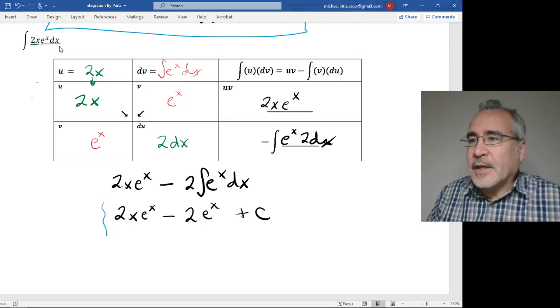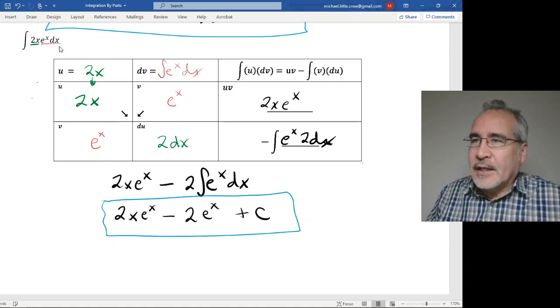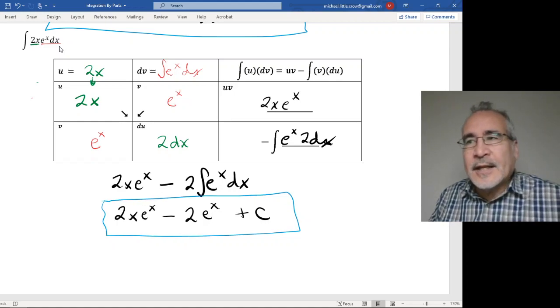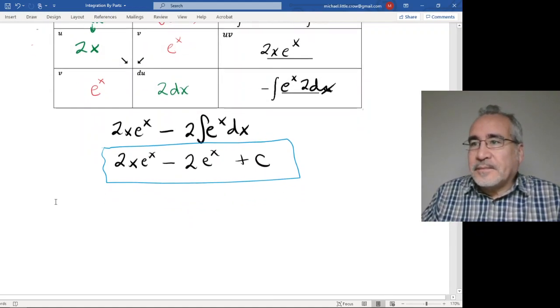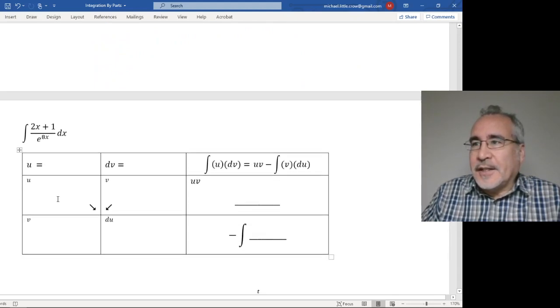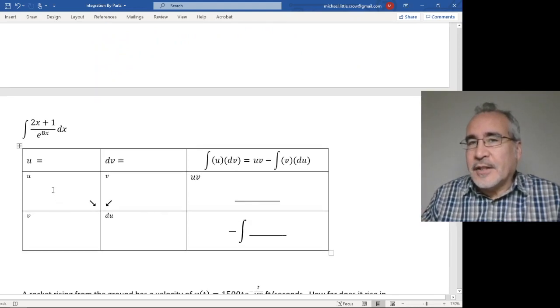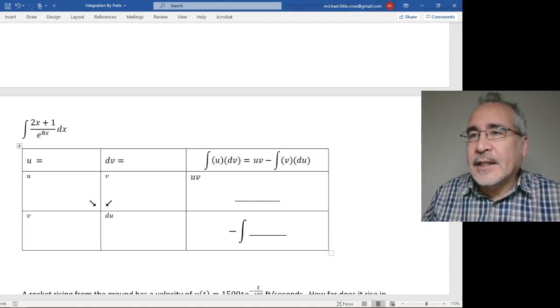And you're seeing the reason we need to do integration by parts is basically whenever we have an e to the x or a natural log of x. If we have just polynomials, usually we can handle that with the other methods we've got.